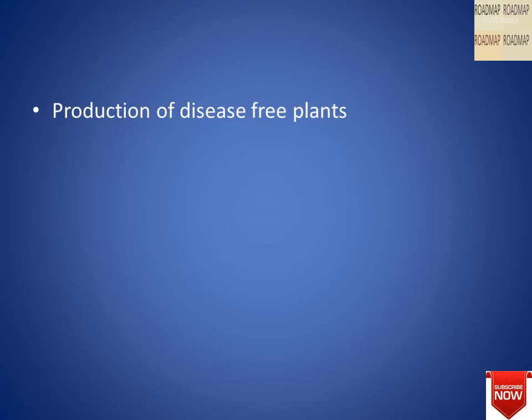Viral diseases are easily transferred in seed propagated as well as vegetatively propagated plant species. And the plant breeders are always interested in developing disease-free plants, and it has become a reality through tissue cultures that disease-free plants can be produced.